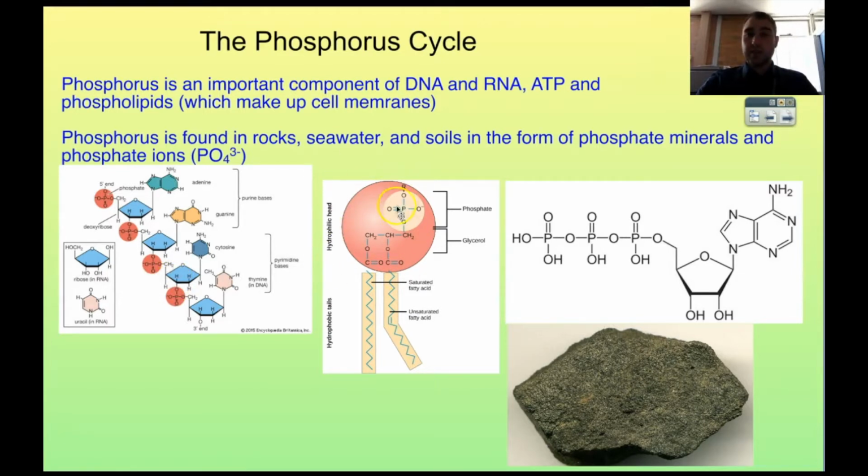Here we can see the phosphate group that's present in the phospholipids, which are the things that make up cell membranes. And here we can see the three phosphorus groups that are present in ATP. It's the snapping off of this third phosphorus group that provides energy for many cell processes. Where is phosphorus found naturally? It's found in rocks, phosphate rocks, floating around in seawater, and also found in soil. It's found in the form of phosphate minerals and phosphate ions. The phosphate ions are soluble in water, and again, this solubility means that they can be absorbed by plants. So here is a high phosphorus rock, for example.